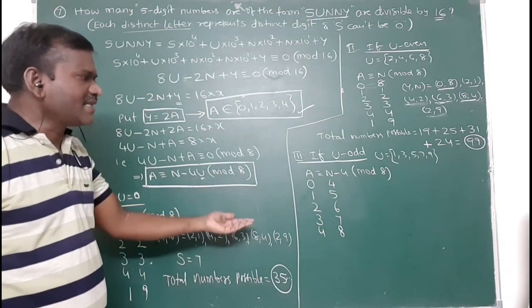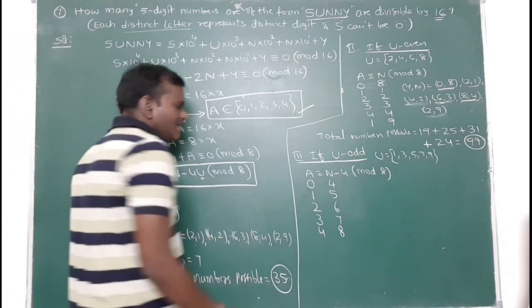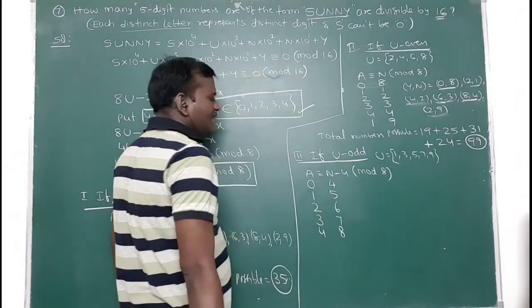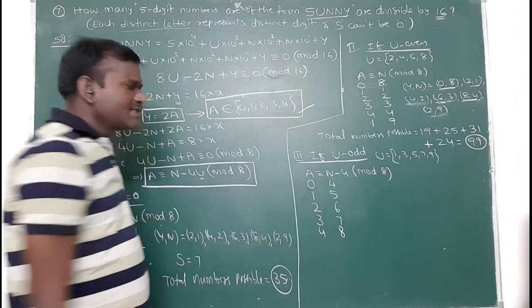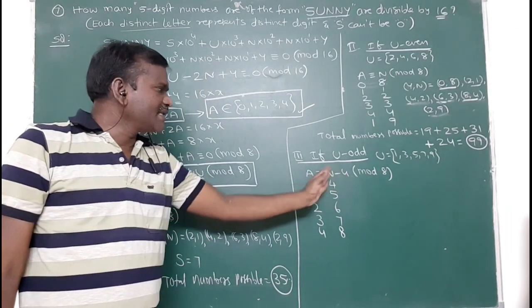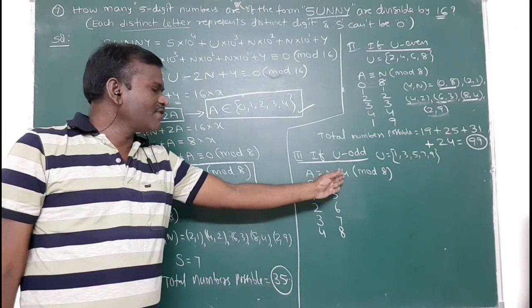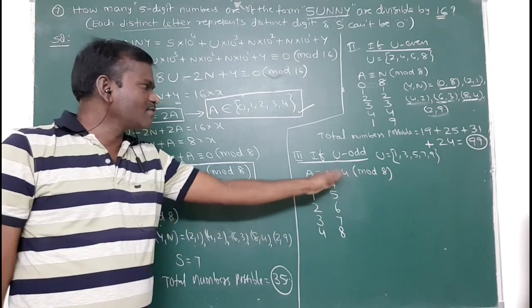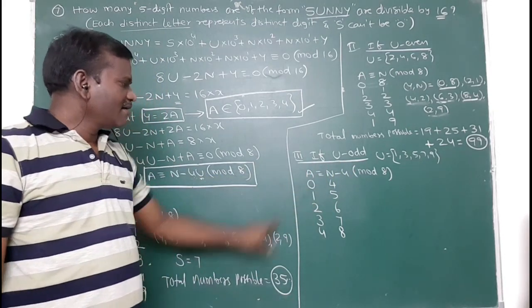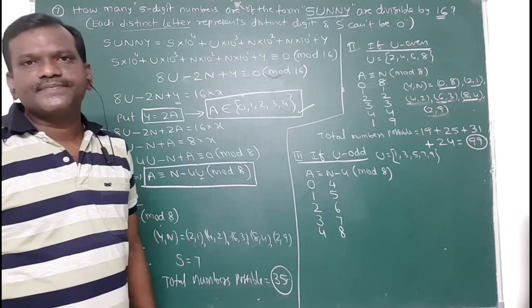Then for other values, is it possible or not? If 9 is taken here, 9 minus 4 is 5. So 5 is not possible as a. And below 3, if I take 3 minus 4, that means minus 1, 7, not possible. 2 minus 4, not possible. Always. So these are the only 5 pairs possible here.